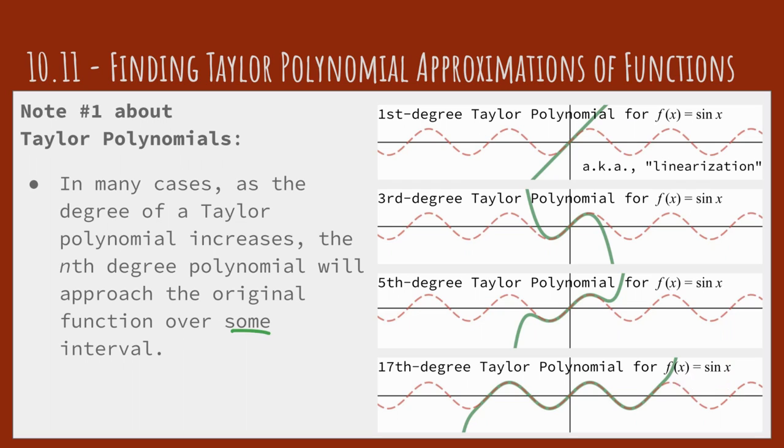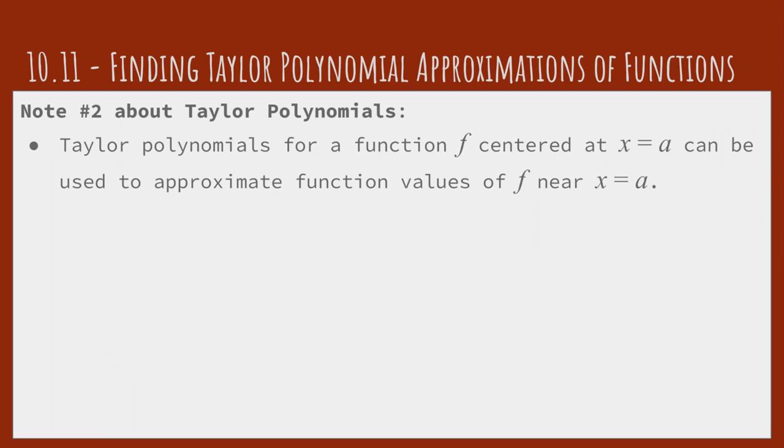So when we say over some interval, for some functions, that interval is restricted to some finite interval. With the sine function, that interval is actually infinite. We can make this really approximate over a really wide interval, as wide of an interval as we want, by using enough terms. Now, we would have to use lots and lots of terms to make it really wide, but we could do it.